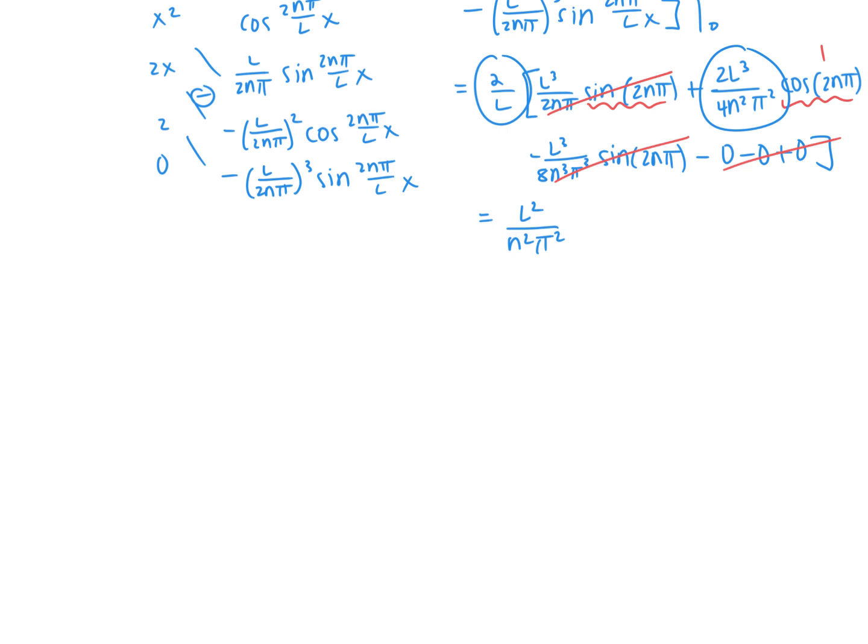Okay, so now we have to find b of n. So our b of n is 2 over L, the integral from 0 to L, of x squared sine of 2n pi over L x dx. Of course, we already know we're going to have to do that tabular or integration by parts if that's what you prefer.